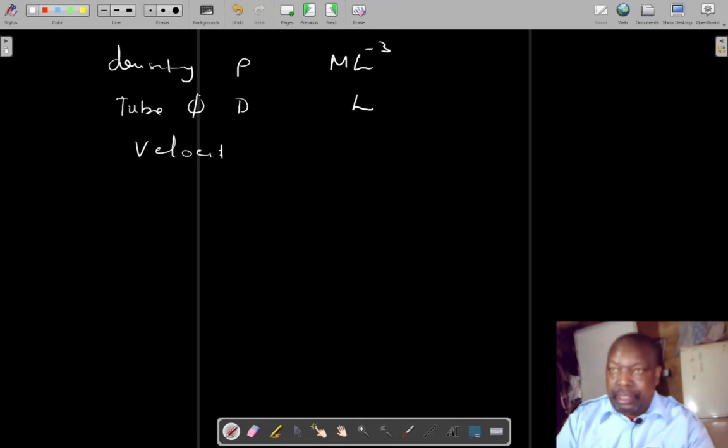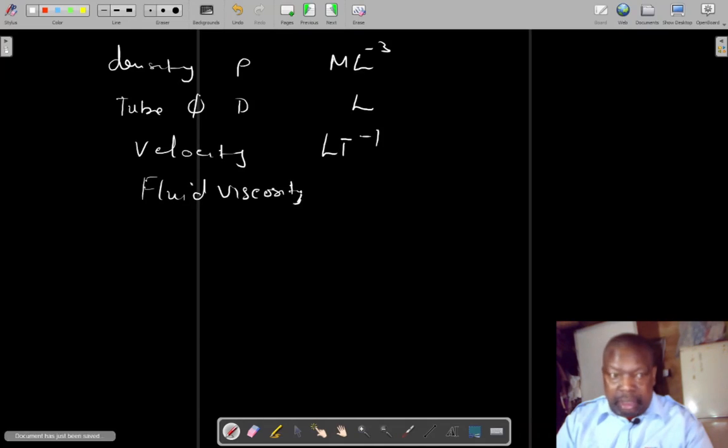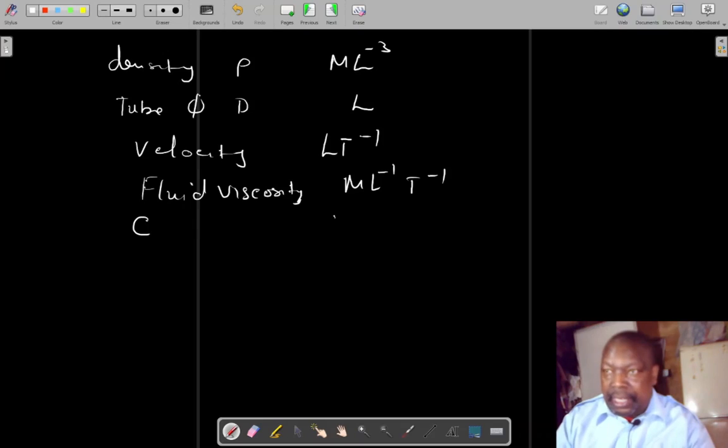Velocity is distance per unit time, L T^-1. Fluid viscosity is given by M L^-1 T^-1. Specific heat by L^2 T^-2 theta^-1, and thermal conductivity by M L T^-3 theta^-1.